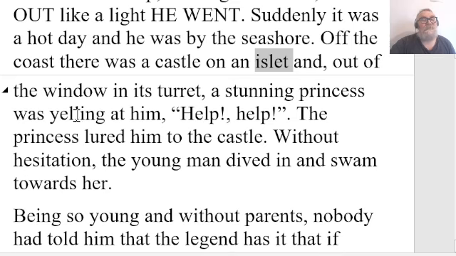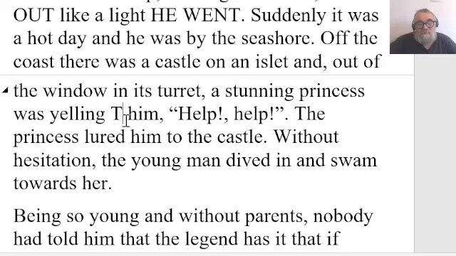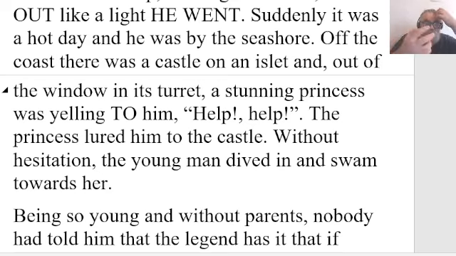Okay, so firstly, this "at" is wrong, because normally if you yell at somebody, you shout at somebody, you are angry. Was yelling to him. This "to", you're asking for something. Yell at, shout at is angry. Yell to, shout to, you're passing information.